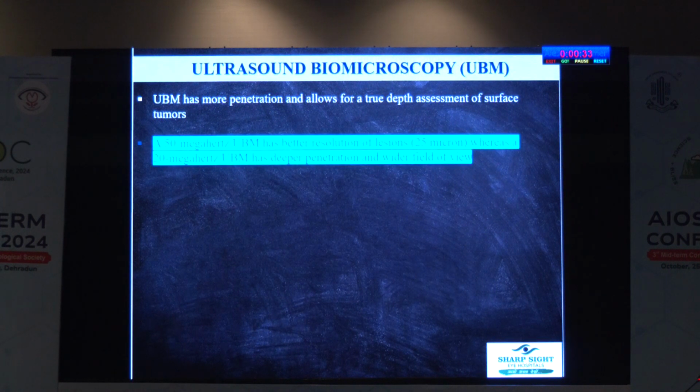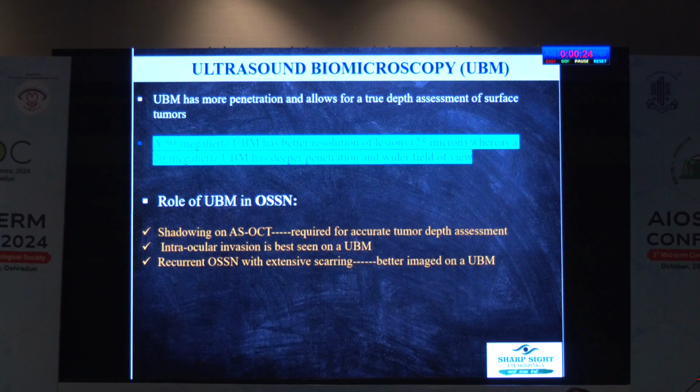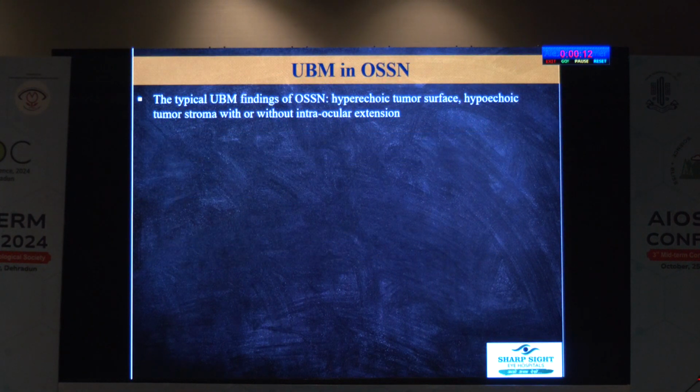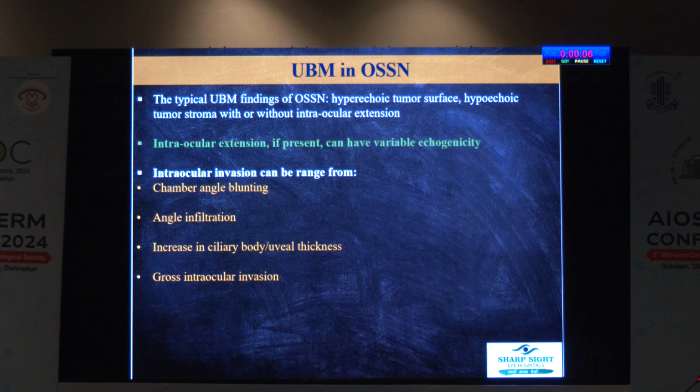UBM can be 50 megahertz or 20 megahertz. The 50 megahertz one has a better resolution of lesions but less penetration, and the other one obviously has deeper penetration. So the role of UBM is in shadowing. The role of UBM is also very important in recurrent OSSN, where an ASOCT will not give you a good image. Accurate depth assessment in such lesions has to be done with the help of a UBM. There are characteristic UBM findings. We'll not go into the details. If there is intraocular invasion, then what should you look for?